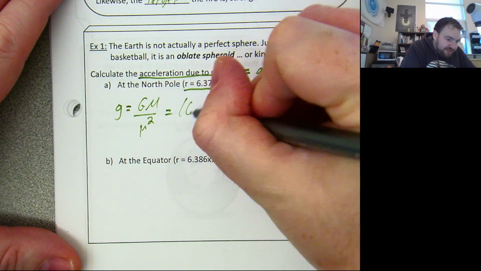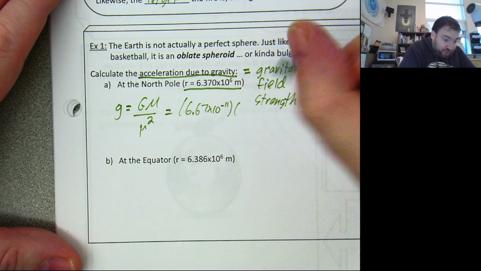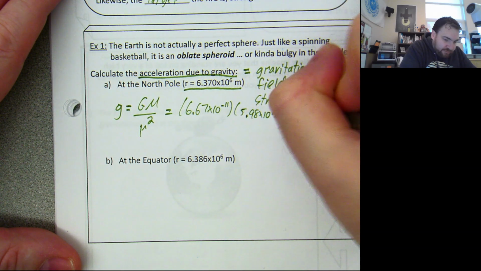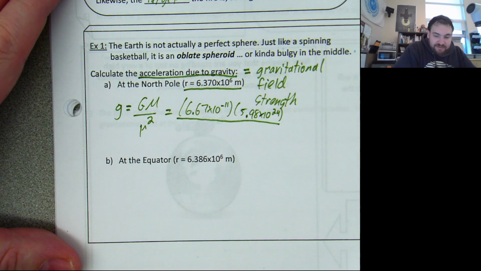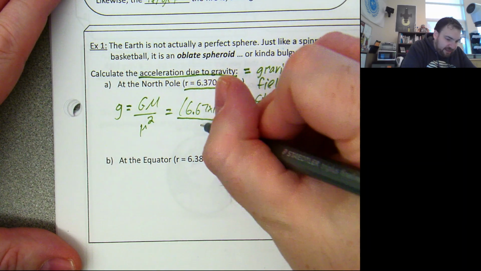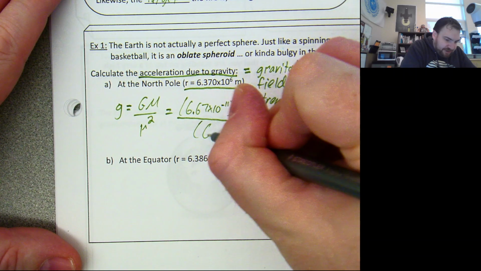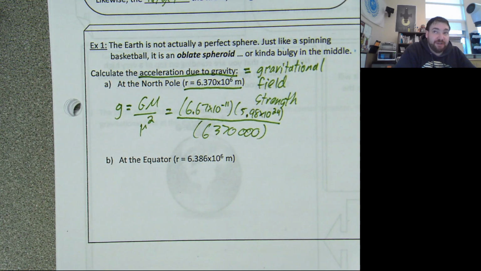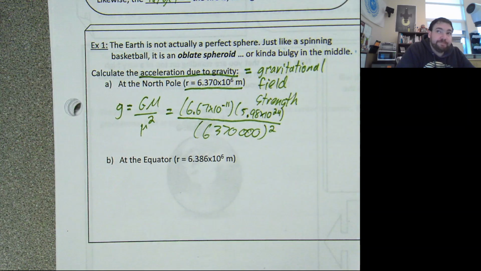So this is going to be 6.67 times 10 to the negative 11 times, and it's the Earth, Earth's mass is 5.98 times 10 to the 24. You don't have to memorize that. It's on your formula sheet. Divided by r squared. Now, r at the North Pole is 6,370,000. For the sake of punching this into a calculator, I'm going to get rid of scientific notation here. Squared.